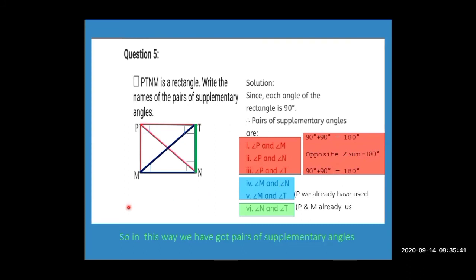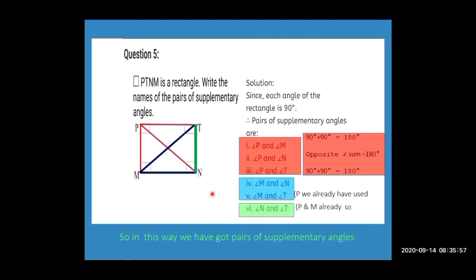Now we will start with M. Angle M and angle N, 90 plus 90, 180. Angle M and angle T. P we have already used. So these two angles. Okay. Now we will start with N.